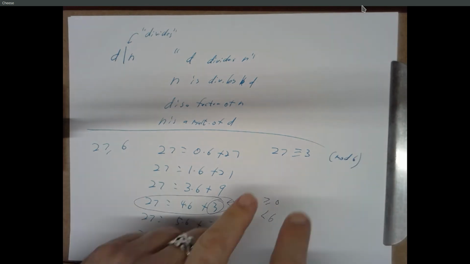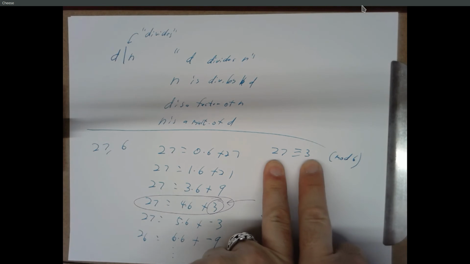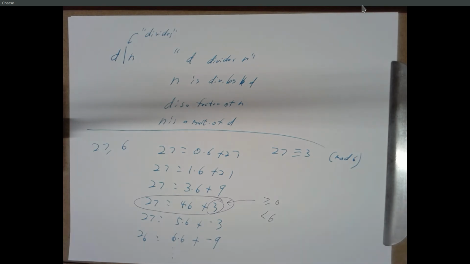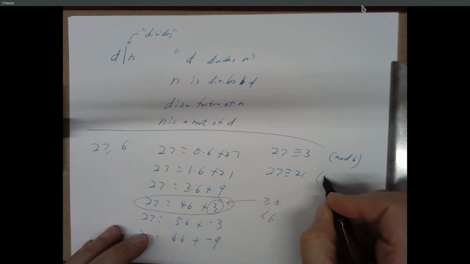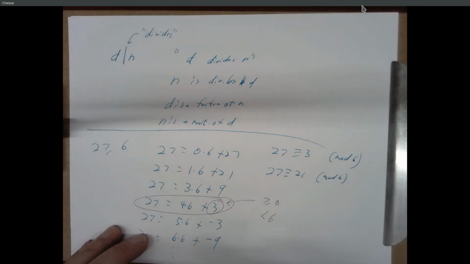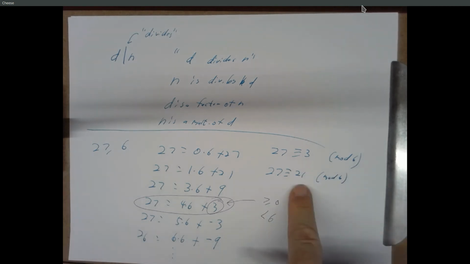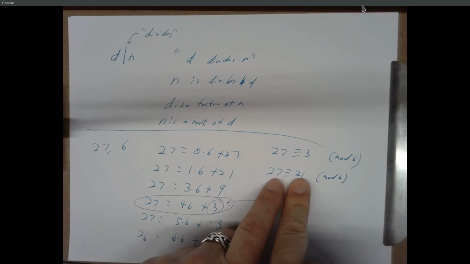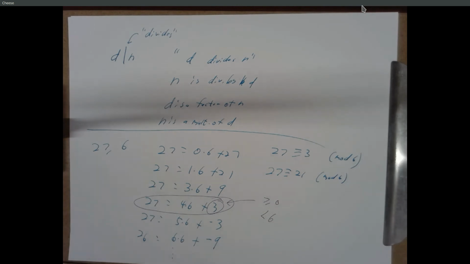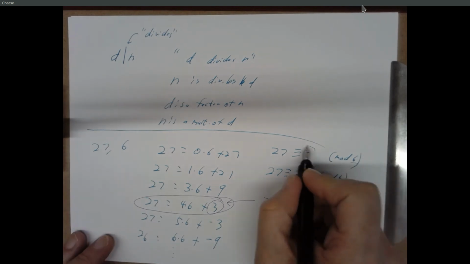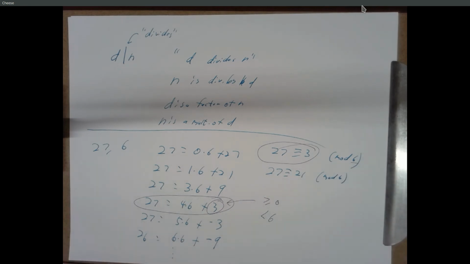It means these two things have the same remainder when you divide by 6. It means their difference is a multiple of 6. And we can just as legitimately write 27 is congruent to 21 modulo 6, because that is a remainder when we divide 27 by 6, right? 6 goes in once with 21 left over. But usually we're looking for something between, in this case, 0 and 5. And there's always a unique number like that.